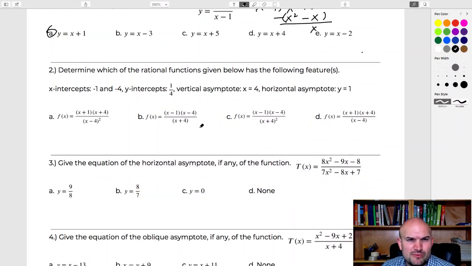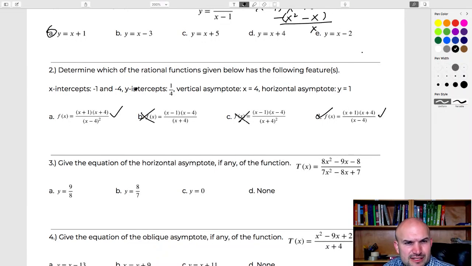Next example says, determine which of the rational functions given below has the following features. X-intercepts -1 and -4. So that means the numerator is going to equal -1 and -4. So if I were to set each of these numerators equal to 0, I would have x equals -1 and x equals -4. So that one works. That one doesn't. That one doesn't. And that one works. Okay.